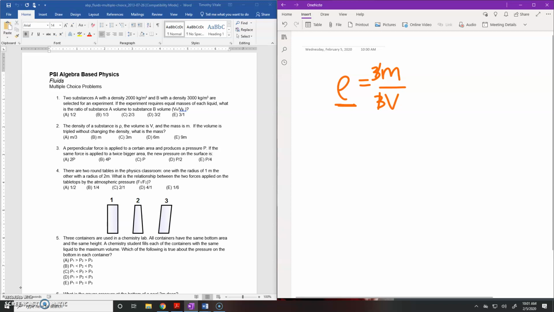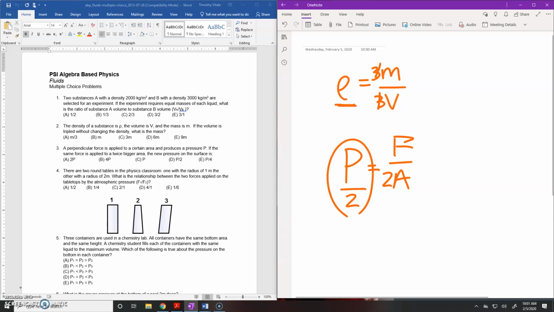For number 3, a perpendicular force is applied to a certain area and produces a pressure P. If the same force is applied to a twice bigger area, the new pressure on the surface is. So if you double the area, what you do to one side, you have to do to the other. So the answer is P over 2D.